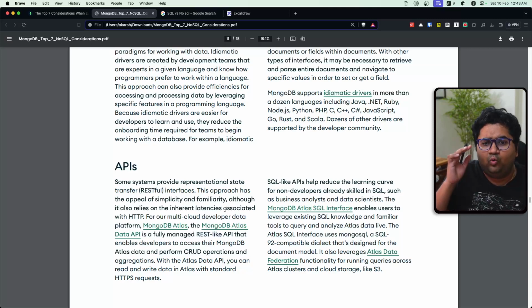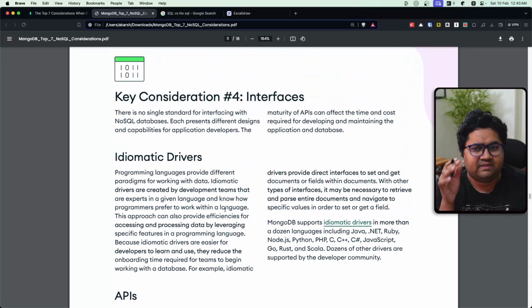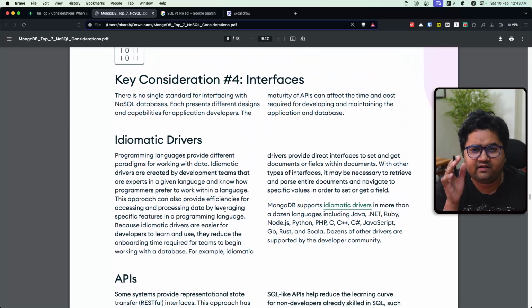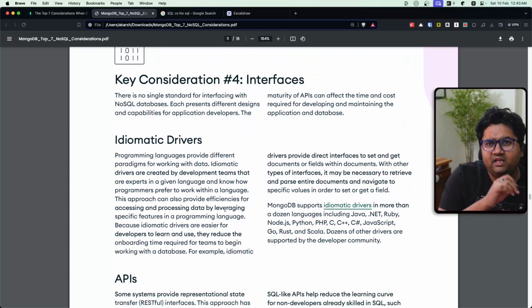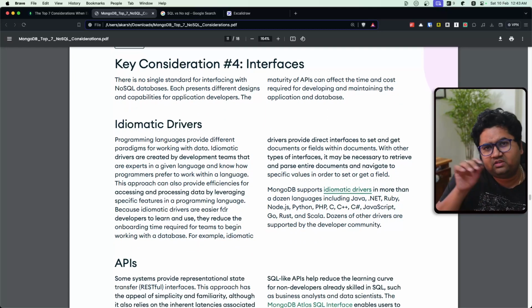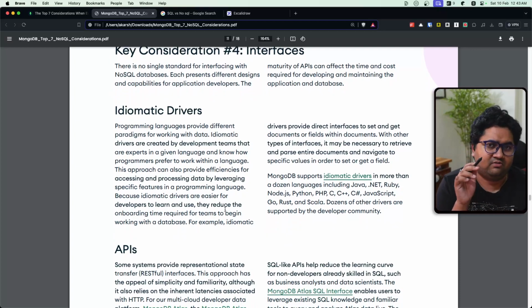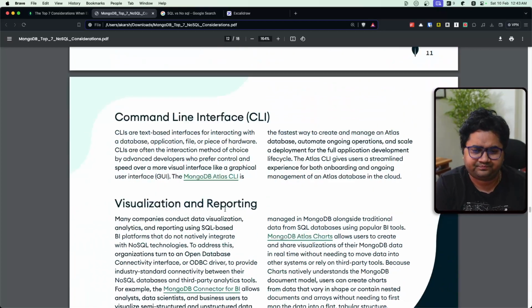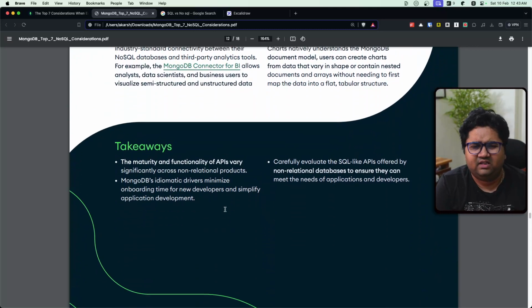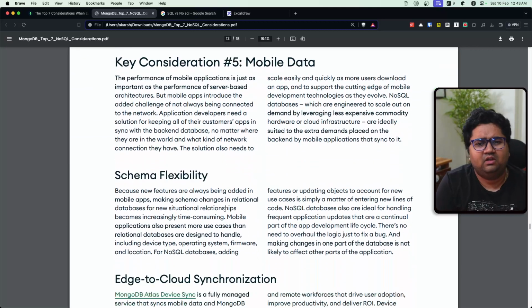However, there is a specific case where I think this becomes really critical, which is when you are translating or moving data. In those scenarios, you have to pay very strong attention to the type of interfaces supported. CLI, visualization and reporting, all of that is good.